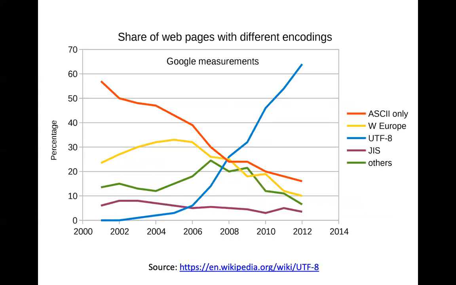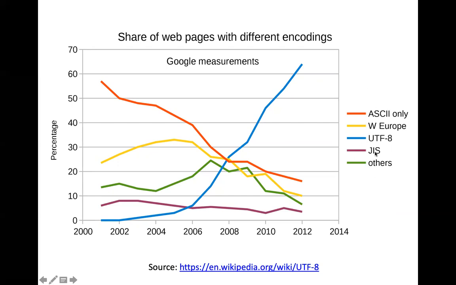And so here is a graph produced by Google. What this graph shows is, across a number of years, and unfortunately the graph stops in 2012, the early part of the 21st century, the percentage of web pages using different character encodings for text. And so you can see, for example, that in 2001, ASCII documents were close to 60% of the web, and by 2012, that had dropped to below 20%.